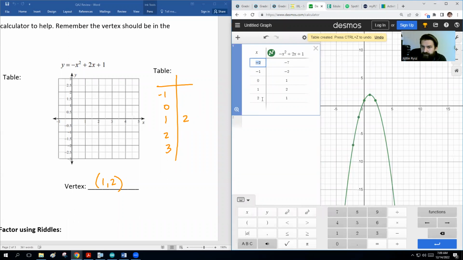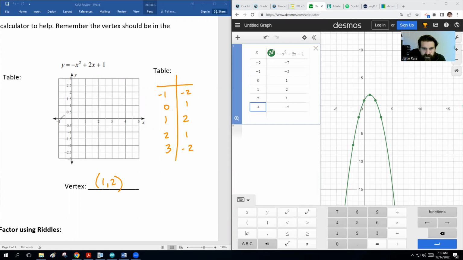Oh, we just don't have 3. There we go. All right, so let's type those numbers in. We got -1 is at -2, 0 is at 1, 1 is at 2, 2 is at 1, 3 is at -2. Got the nice pattern going on here. So let's plot those points.